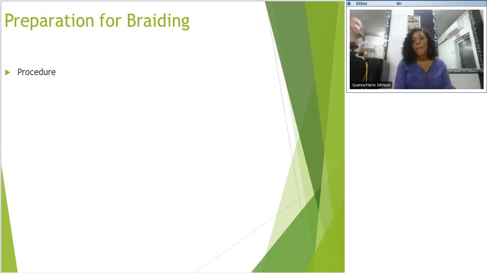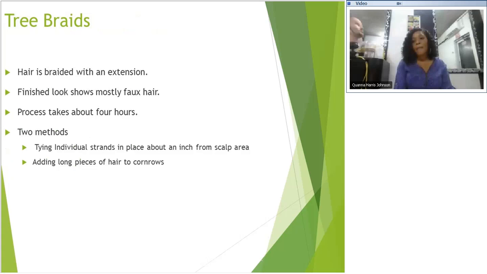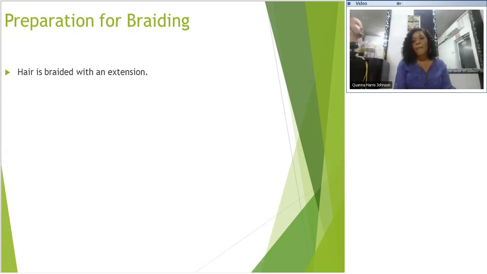So the procedure to prepare your hair for braiding, as we talked about, the hair being prepared for hair braiding. We're going to talk about the different techniques that we will use during hair braiding. So for example, we are going to do an invisible braid.